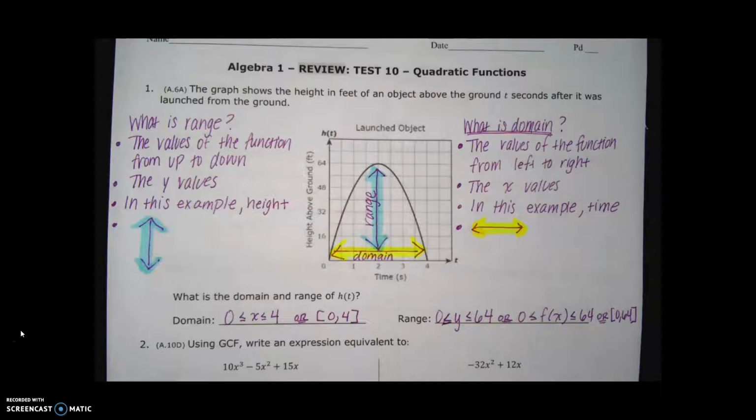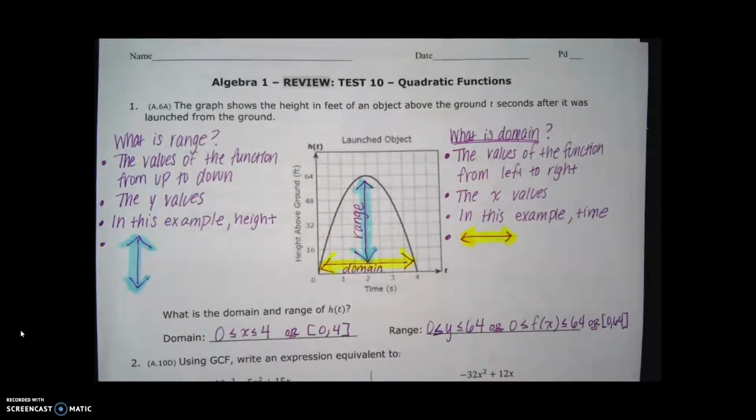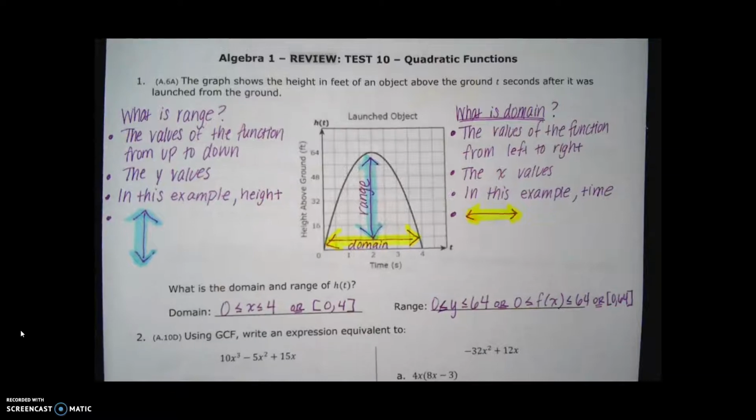Hi guys, I wanted to make a video going over the review so that you can pause, rewind, and learn at your own pace. I cleaned up the review a little bit since yesterday. I added some more descriptions and some arrows here to help you remember which one's domain and range.